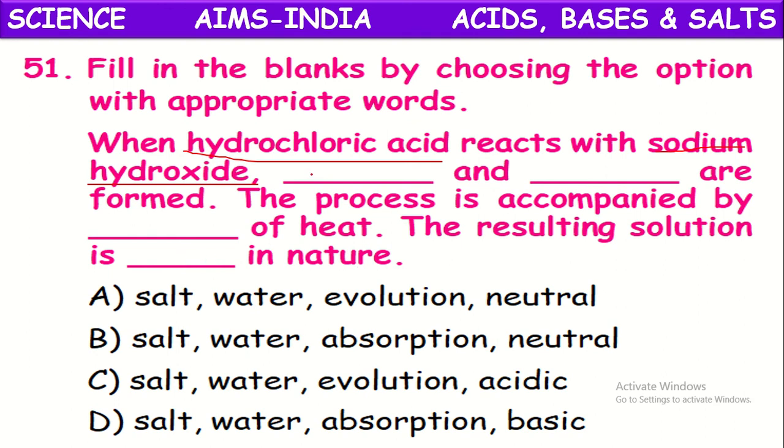So in the first blank it should be salt and water. So here all are salt water only. And third should be evolution of heat. We can cut these two. Next, in the fourth blank it should be, the resulting solution is neutral in nature. So the final answer will be the one mentioned here. So this will be the correct answer, right? So salt and water are formed, heat is evolved, and the resulting solution is neutral in nature.